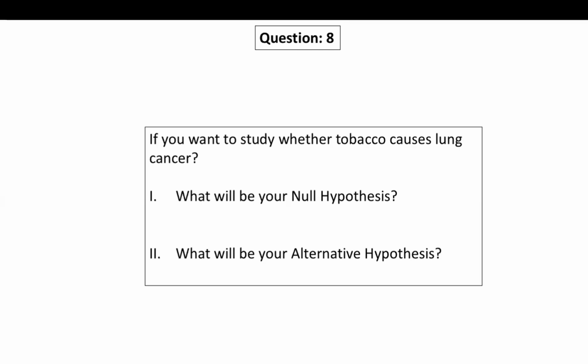Yes, you have rightly pointed out that prior to conducting a trial, we need to propose a null hypothesis and alternative hypothesis. Null hypothesis states that there is no relationship of the cause with the effect. So in this case, tobacco doesn't cause lung cancer will be the null hypothesis, and the alternative hypothesis is just the opposite of the null hypothesis, right? So the alternative hypothesis will be that tobacco causes lung cancer.